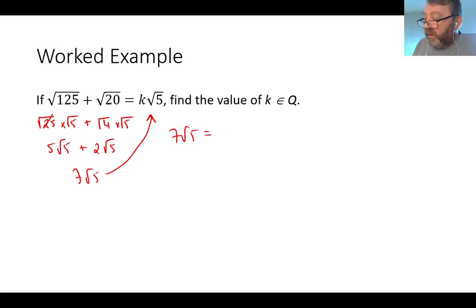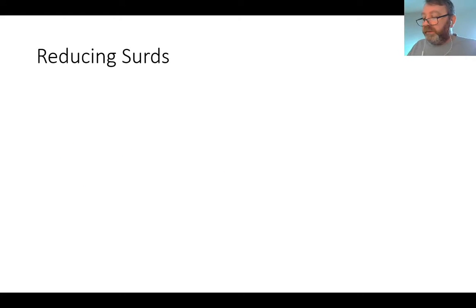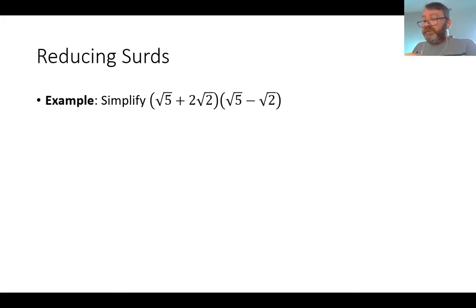7 root 5 is equal to k root 5. So therefore 7 equals k, because the surds cancel. Done. Very simple algebra. Okay. Practice is the most important thing here. Now, let's simplify this one.